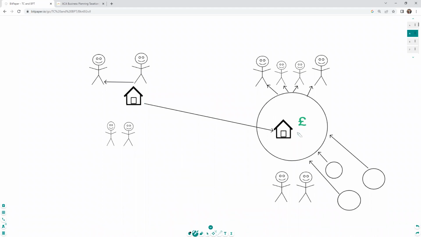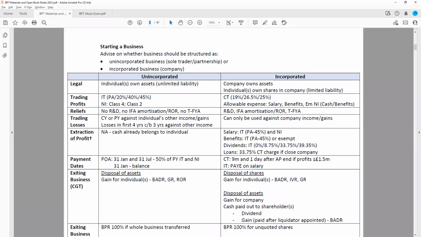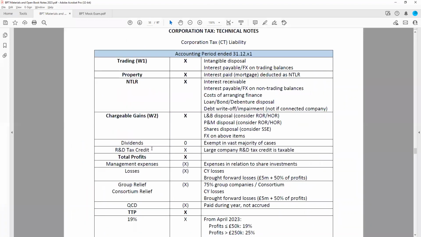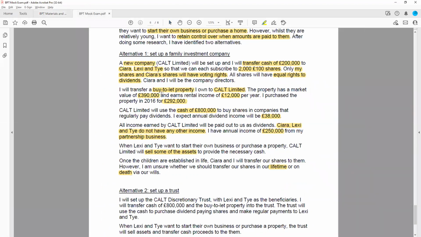When we've got a company, of course, the assets belong to the company, the income's earned by the company, and therefore the company, because it's a company, pays corporation tax. So therefore the company's going to have rental income and dividends, and it's going to pay corporation tax. Now, of course, we know for corporation tax, rental income is going to be taxed as property income, and dividends are exempt in almost all cases.